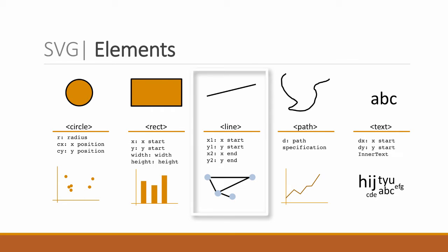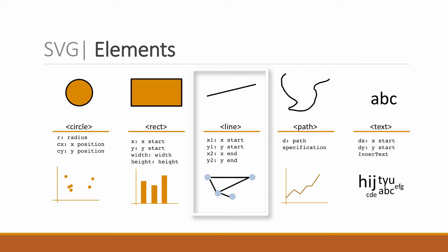Straight lines you can draw using the tag line, and we have x1 and y1 as the start position and x2 and y2 as the end position of the line. These are very useful if you are drawing, for example, a node link diagram and you need lines to connect the dots.